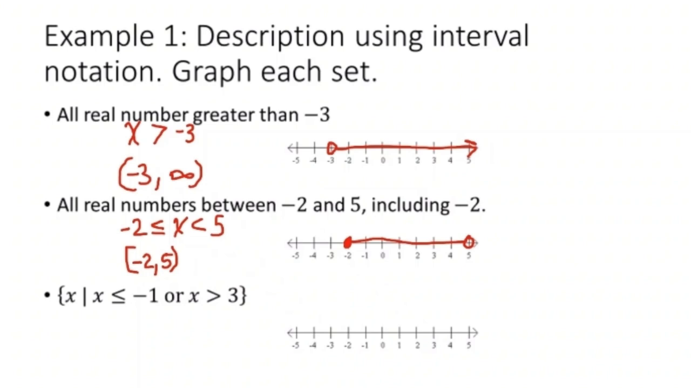For x less than or equal to -1, x can be as small as it wants to be, so we'll have a negative infinity. And by default, infinities get a parenthesis. The largest x can be is -1, and x can be -1, so we put a square bracket around -1.